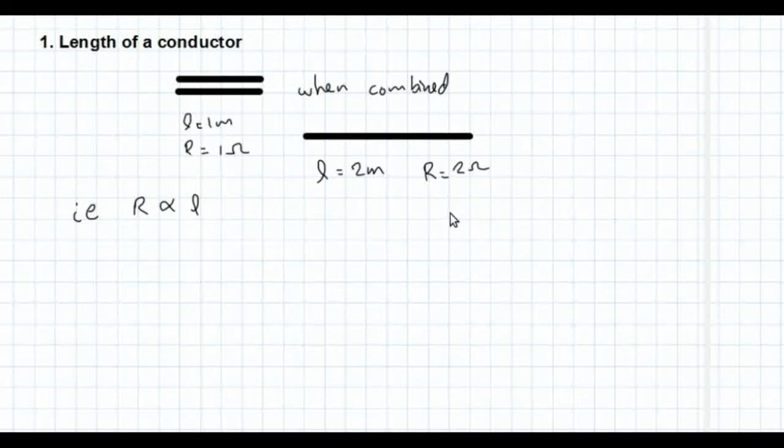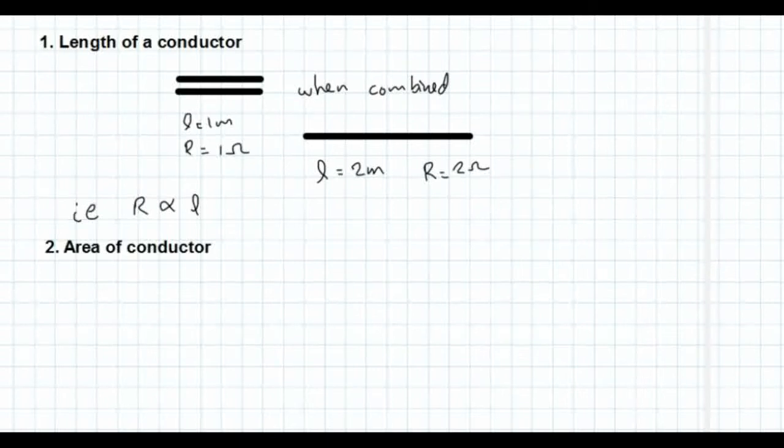That means when the length increases, resistance also increases. So when L is equal to 1 meter, R is equal to 1 ohm, and when L is equal to 2 meter, R is equal to 2 ohm. So for 1 meter 1 ohm, and 2 meter 2 ohm, and so on. That is why we are writing R is proportional to L, or we can say the resistance is directly proportional to the length of the wire.